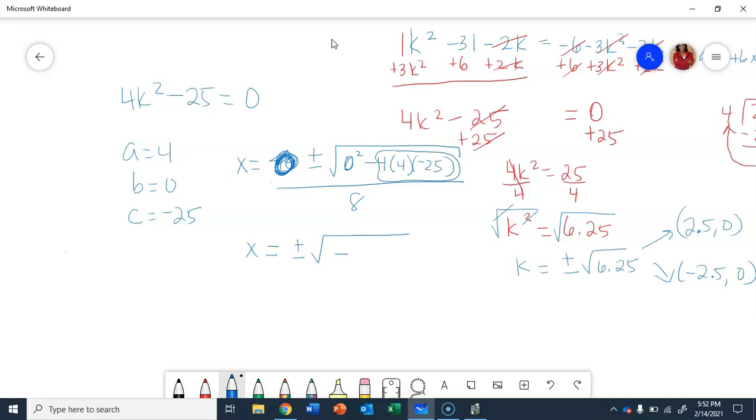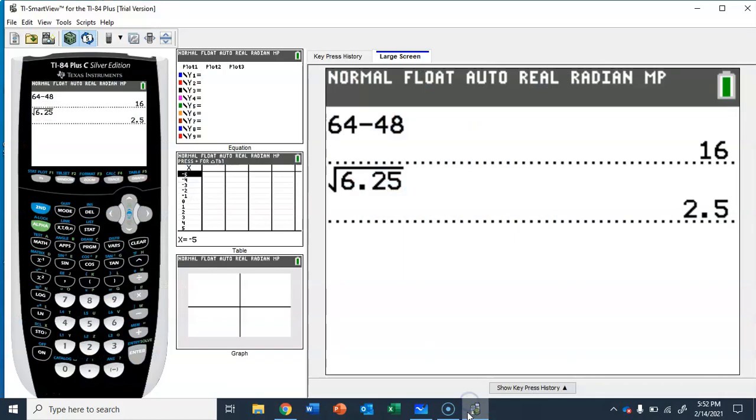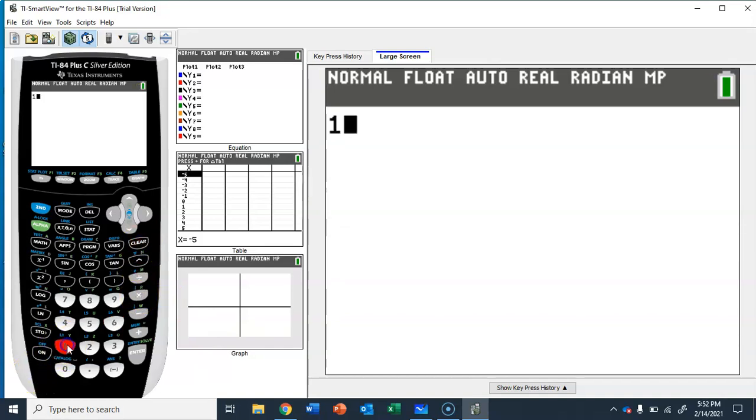Y'all see that? So 4 times 4 is 16. The question is, what is 16 times negative 25? So I'll go here, and I'm going to say negative 16 times, was it negative? No, I'm so sorry. Just say 16, times negative 25.